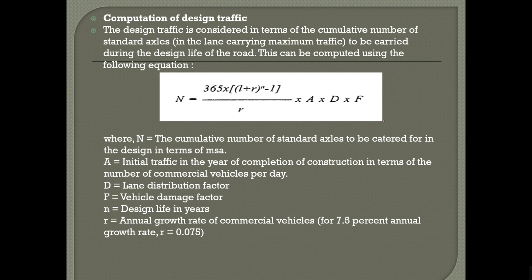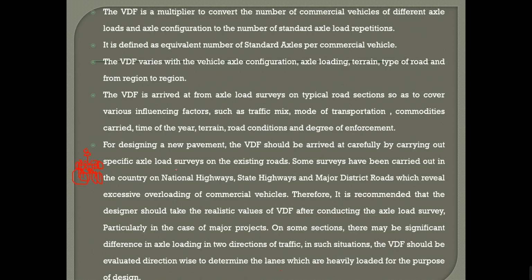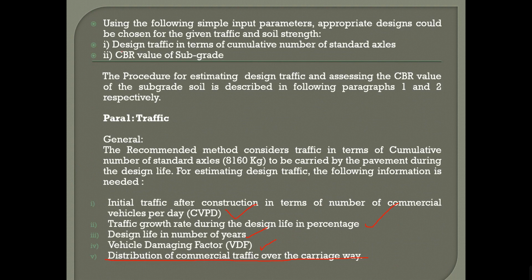N is equal to 365 into (1 plus r) raised to n minus 1, divided by r, into A into D into F. What do you mean by this? N is nothing but the cumulative number of standard axles to be catered in terms of MSA. Hopefully you remember the previous slide: we require two parameters for designing the flexible pavement. One is design traffic in terms of cumulative number of standard axles, another is CBR value of subgrade. So we are talking about the design traffic.